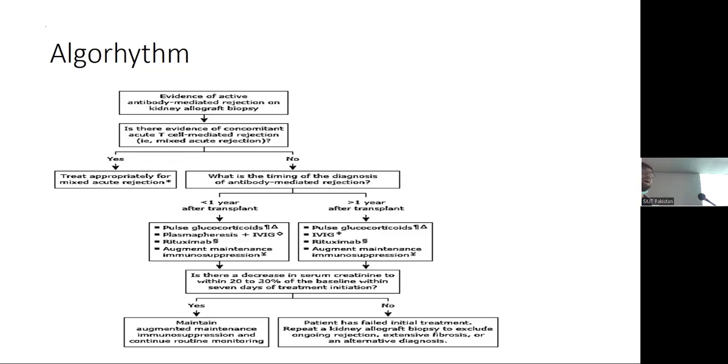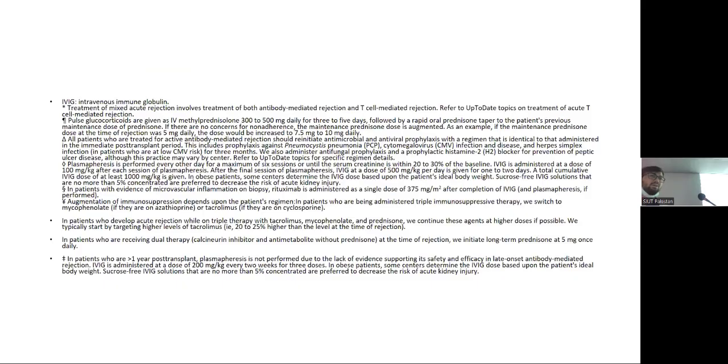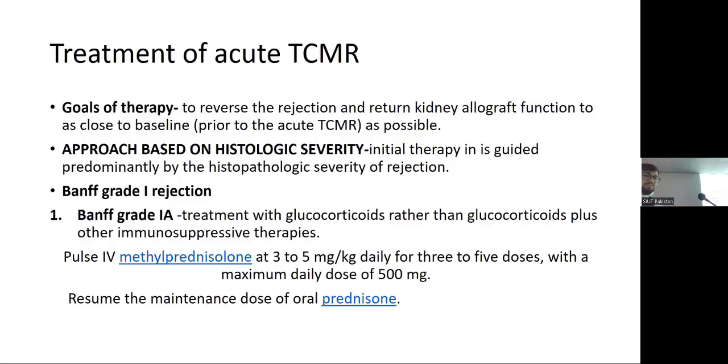If the patient presents after 1 year of transplantation, then plasmapheresis is not done and the rest of the treatment is the same, because there is no evidence supporting plasmapheresis. And if the patient responds, then we maintain the augmented immunosuppression and routinely follow up. And if the patient does not respond to therapy, then we repeat the biopsy to exclude other ongoing causes of rejection. This is the summary using the algorithm.